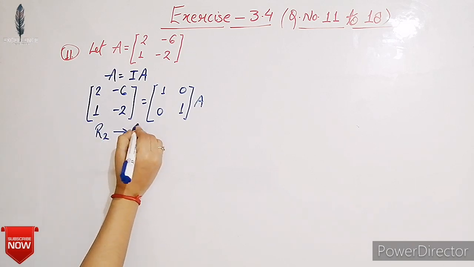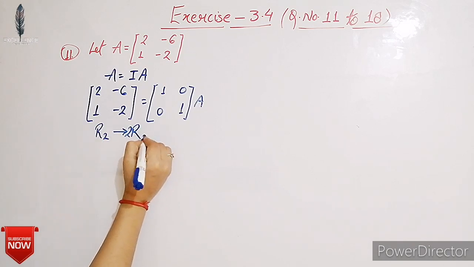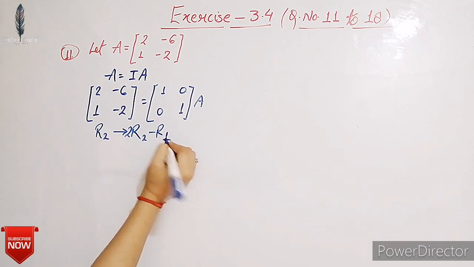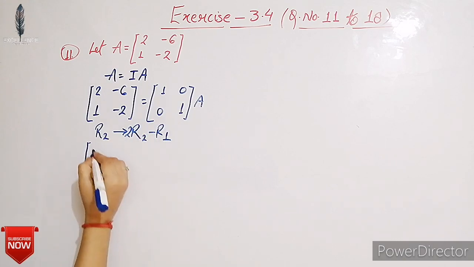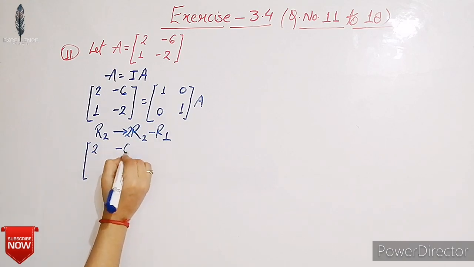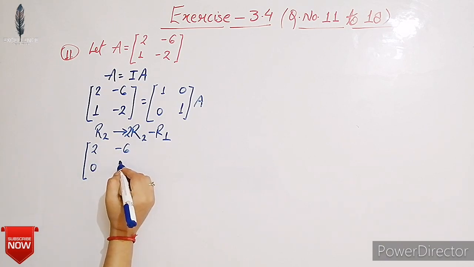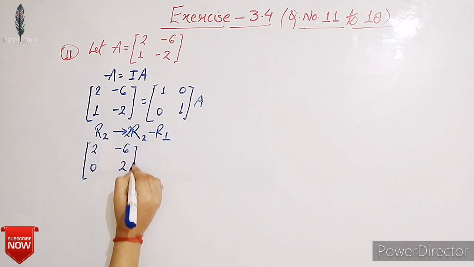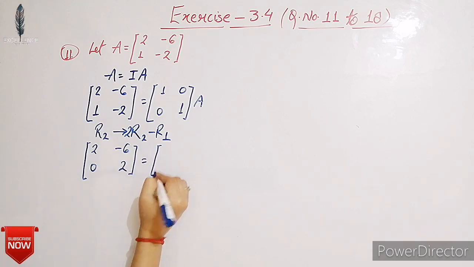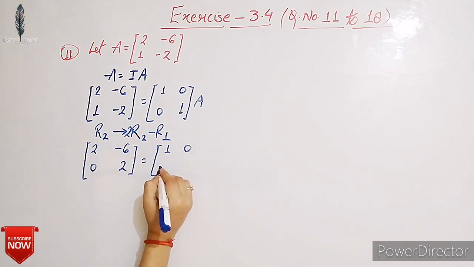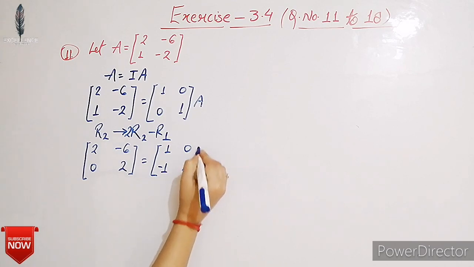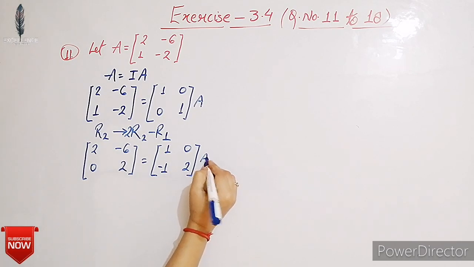So first, change R2 to 2R2 minus R1. Then we get R1 is the same, that is 2 minus 6, and R2 becomes 0 and 2. On the right side, R1 is the same, 1 0, and R2 becomes minus 1 and 2, times A.